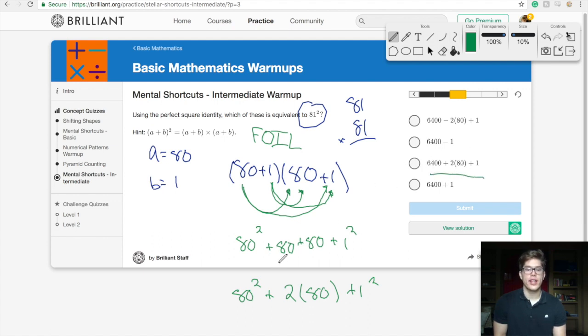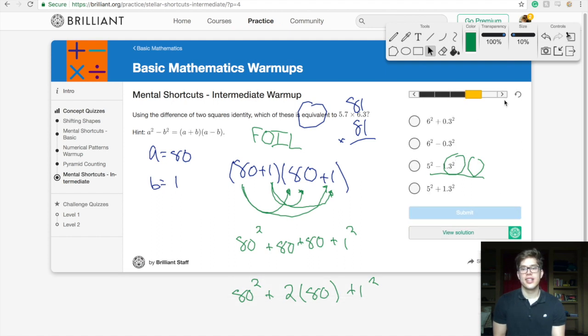80 squared, well, 8 times 8 is 64, and then add our 2 zeros from our 80 to get 6400, plus our 280, 2 times 80, and then plus our 1. It is not A because this is a minus sign. Everything is being added here. So our answer is C. Excellent. Next problem.